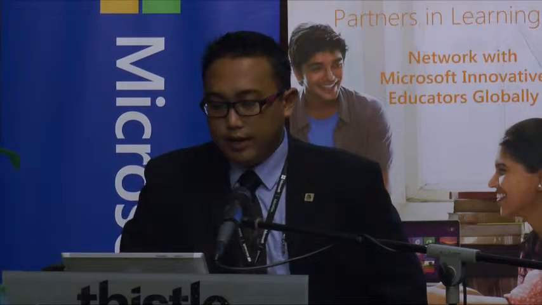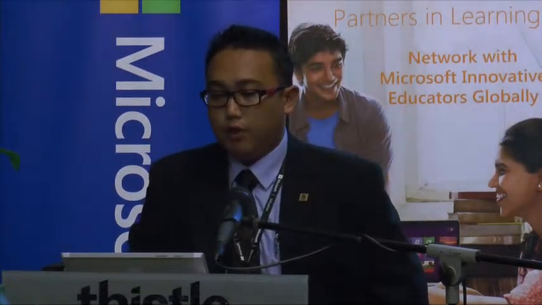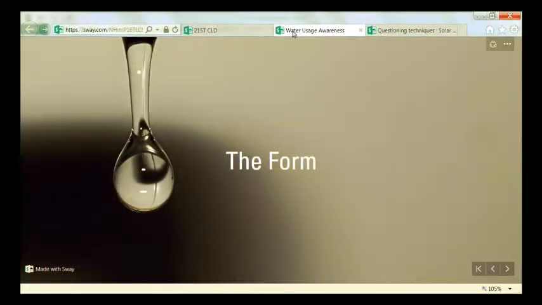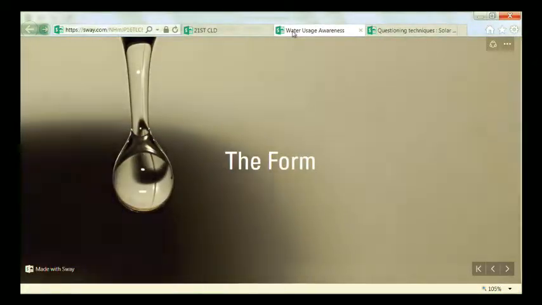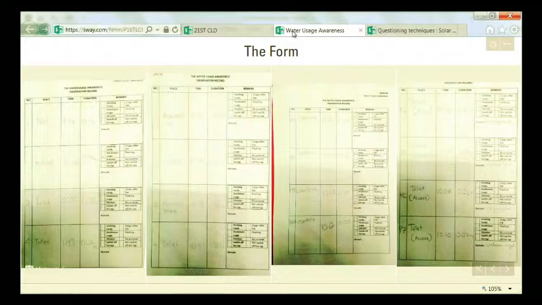The form that they use is just a very simple form. You have the place where they observe, the time they conduct the observation, and the duration, how long the students or teacher use the water supply there, and some remarks. I needed to put in the remarks because these are 10 years old students, and their level of proficiency in English is just intermediate and low intermediate.